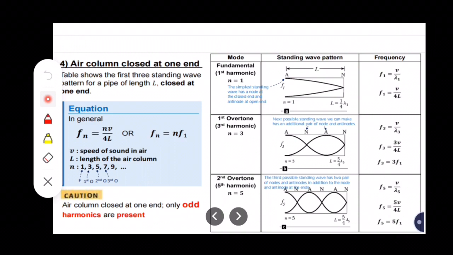So we see the first overtone, the third harmonic. So kita boleh lihat first harmonic jump into third harmonic, and the second overtone jump into fifth harmonic. So we can find the frequency using the formula and simply substitute into it, and we can get the answer. Okay, that's all from me.